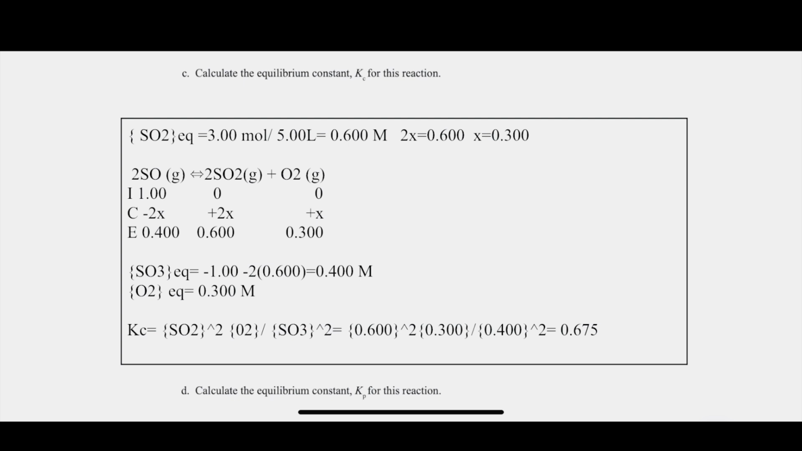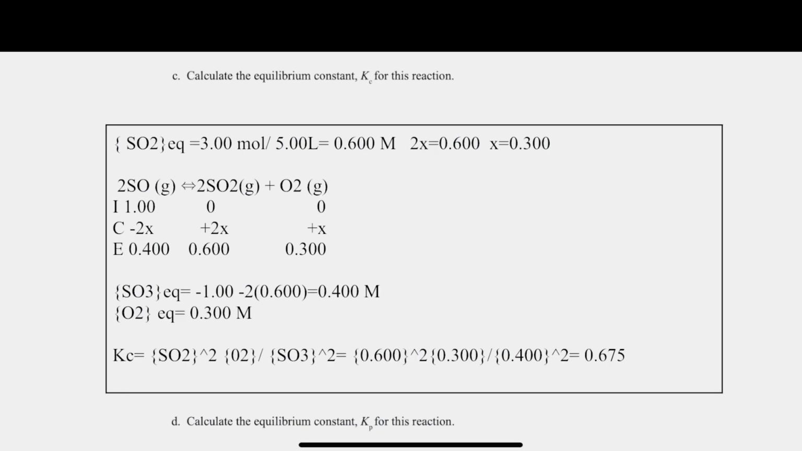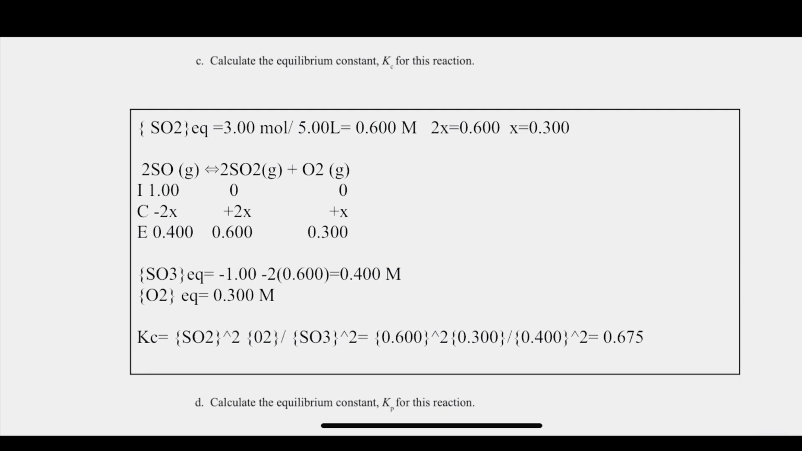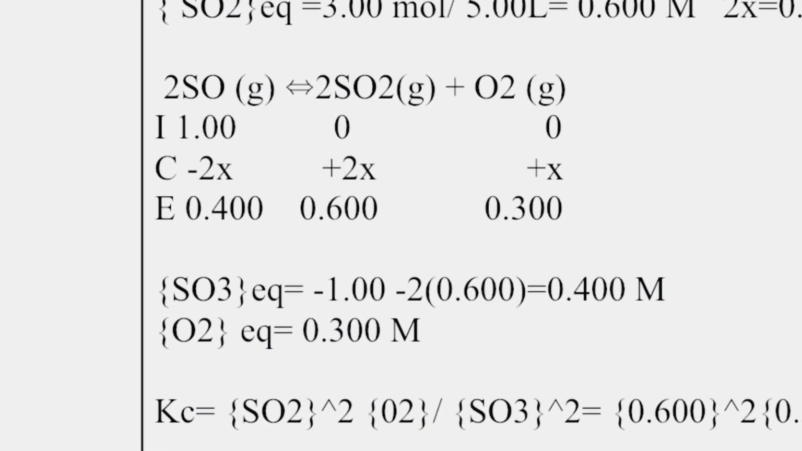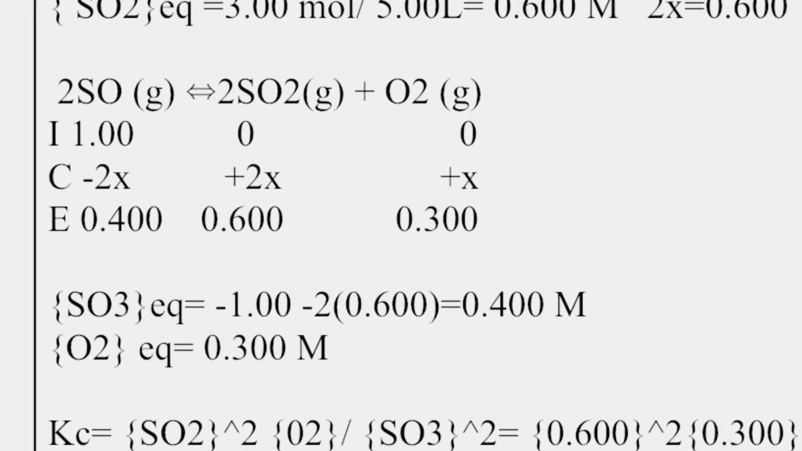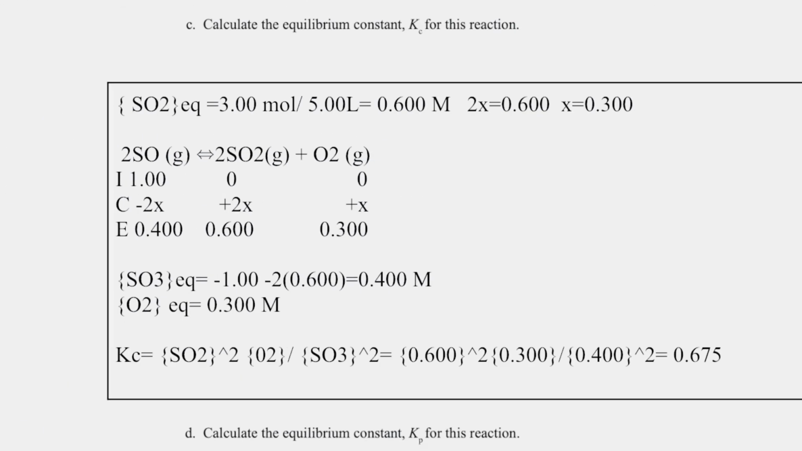So you have to do an ICE table. For SO3, we know the initial is 1.00, and for both on the right side of the arrows, it's going to be 0. Then for C, it's going to be negative 2x for SO3, and for the other ones, it's going to be plus 2x and plus x right here. And then for E, it's going to be 0.400, this is going to be 0.600, and O2 is going to be 0.3.